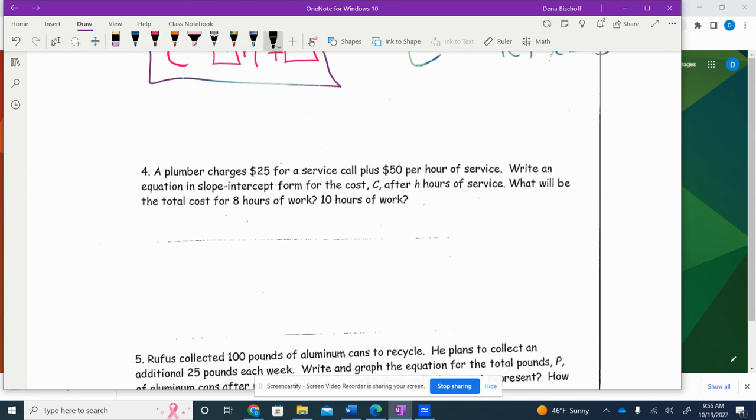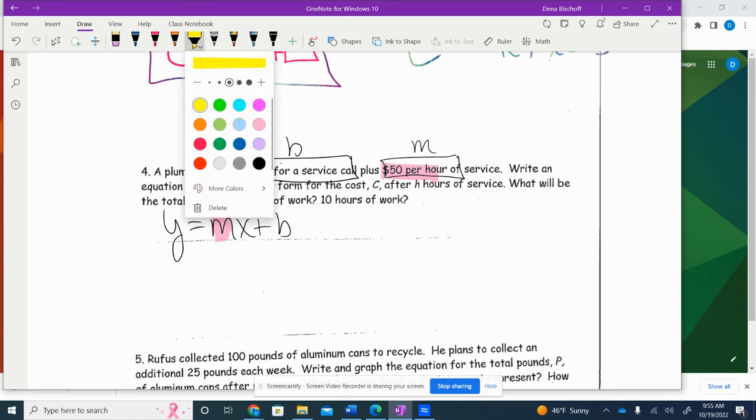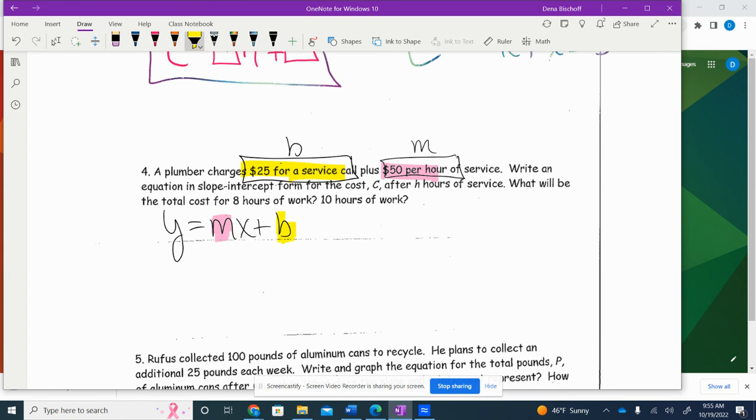All right. A plumber charges $25 for a service call. That's the upfront fee. Plus $50 per hour. Wow, that's expensive. M. So we're writing an equation in the form y equals m times x plus b. So you already know what your m is, and you already know what your b is. But again, we're going to use different variables. We want to know the total cost after some number of hours, right? So plug those values, whatever you put here, just rewrite it.